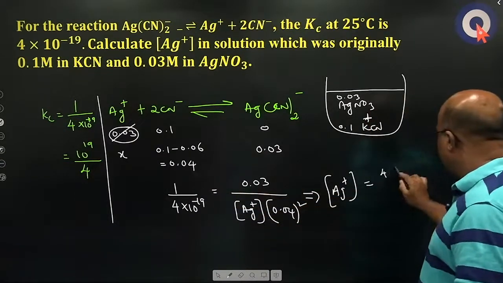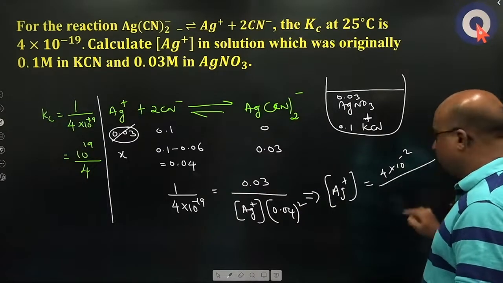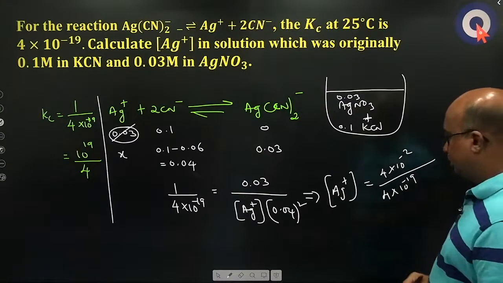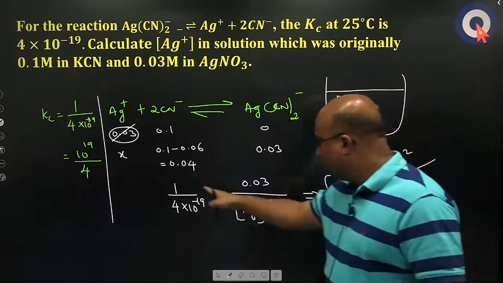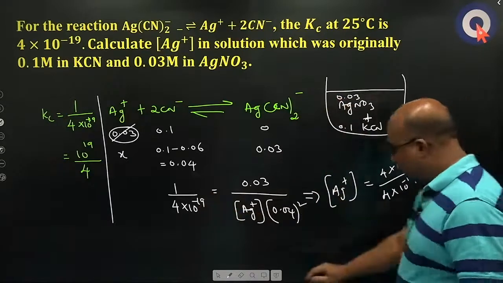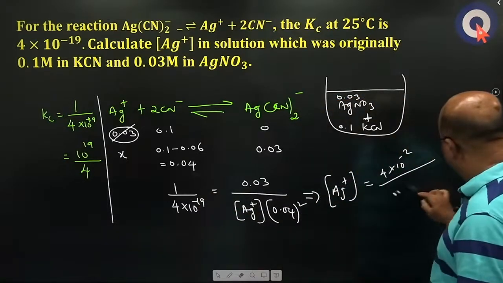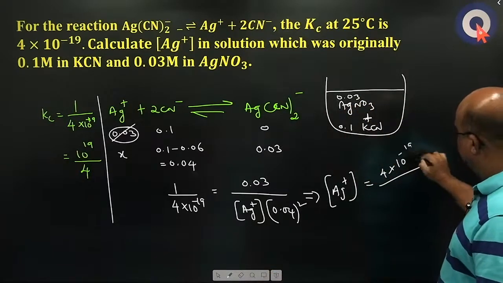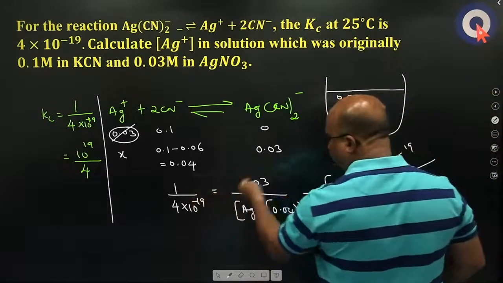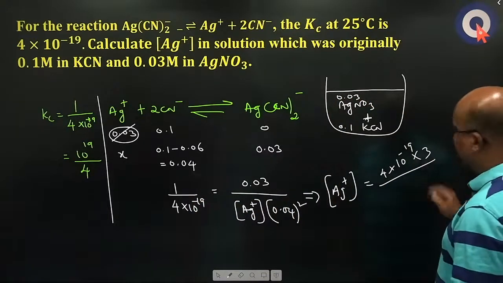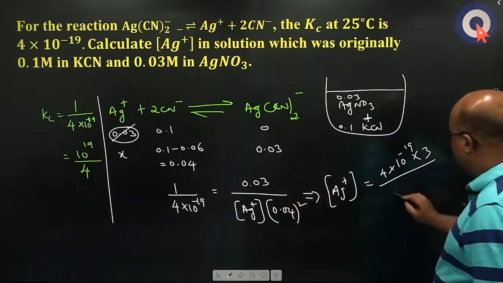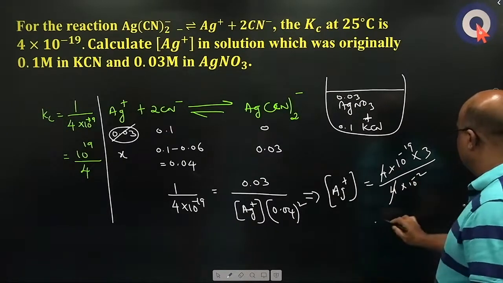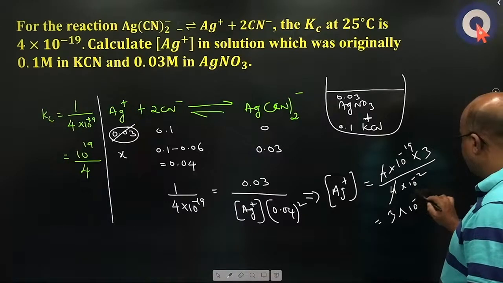So it is 4 into 10 to the power of minus 2 by 4 into 10 to the power of minus 19. Clear? Okay, Ag plus comes here. So it comes to the numerator into 3 because we cancelled 1. So it is 4 into 10 to the power of minus 2. So this 4 cancels. It's nothing but 3 into 10 to the power of minus 17.